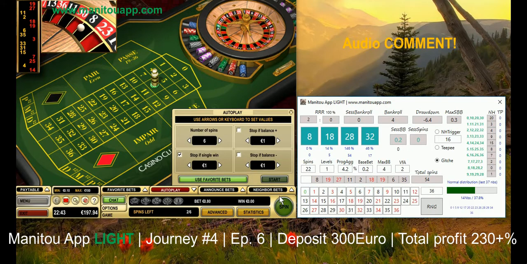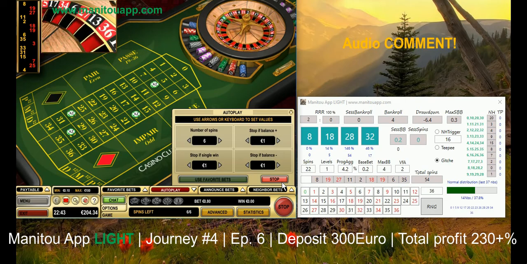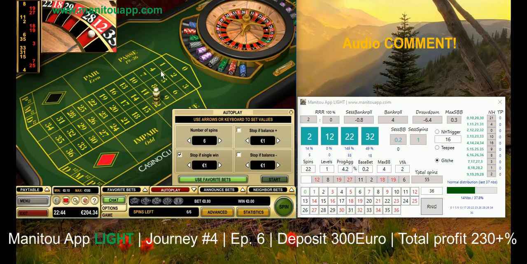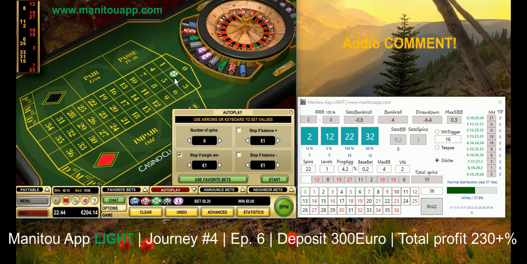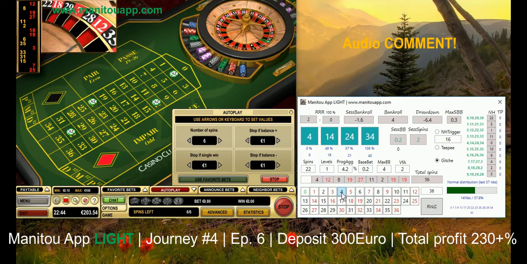And I will continue my journey number 4 with Manitou App LIGHT. Currently my plan is to turn this 200 into a maximum stack, so I will not make any more withdrawals because I already made a lot from this deposit. Of course, in other casinos it's not a problem to make a withdrawal, but here I like to keep the stack at a higher level.